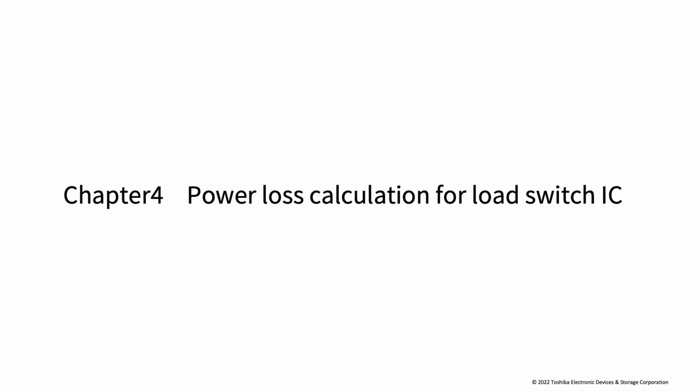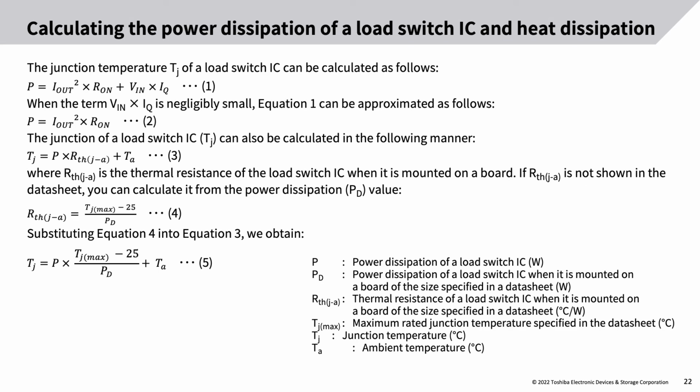Chapter 4, Power Loss Calculation for Load Switch IC. Calculating the power dissipation of a load switch IC and heat dissipation. The junction temperature Tj of a load switch IC can be calculated as follows. When the term Vin multiplied by IQ is negligibly small, equation 1 can be approximated as follows.